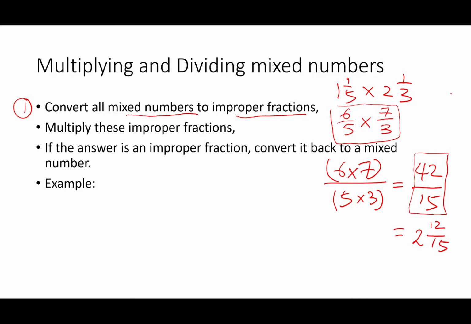Now we see that the fractional part can be further reduced to a smaller term. If we do that, our final answer will be 2 and 4 over 5. So this is our example of multiplication of mixed numbers.